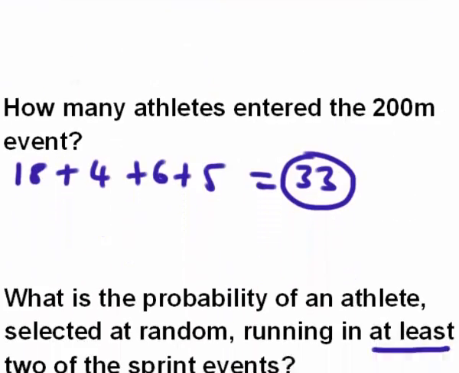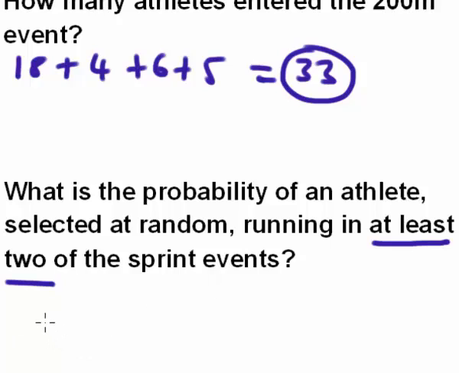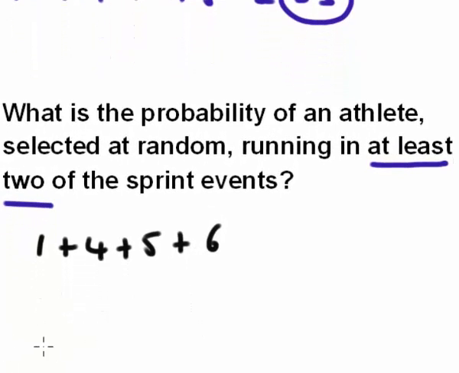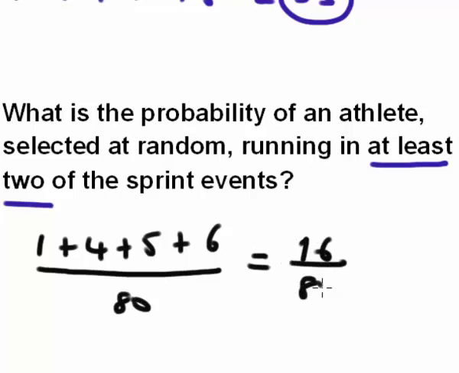Okay, so here we go. We can say that the probability would be 1 plus the 4 plus the 5 plus the 6, all out of the 80, which gives you a total of 16 out of 80. Then you can simplify that if you like. Okay, so that's the probability there.